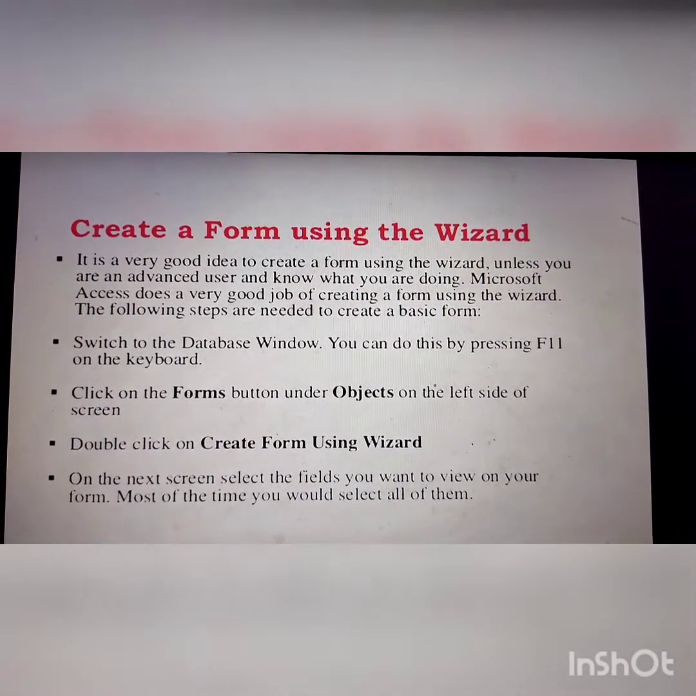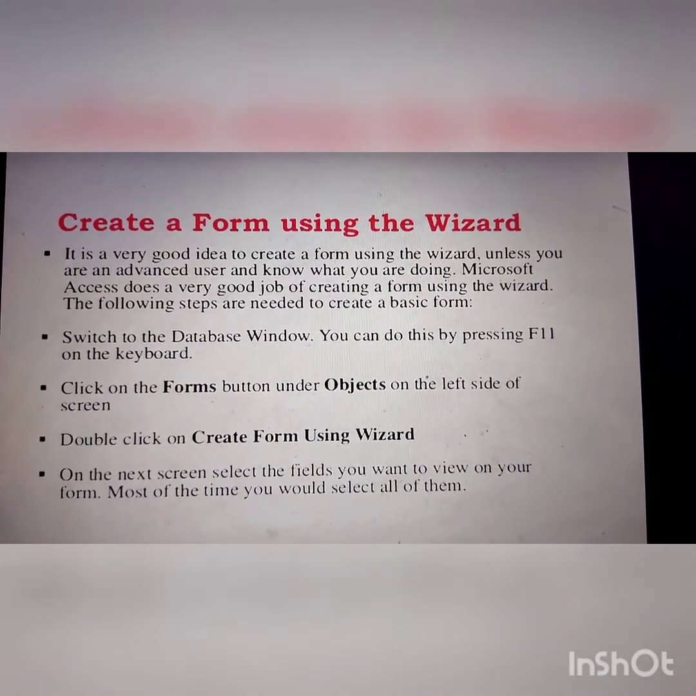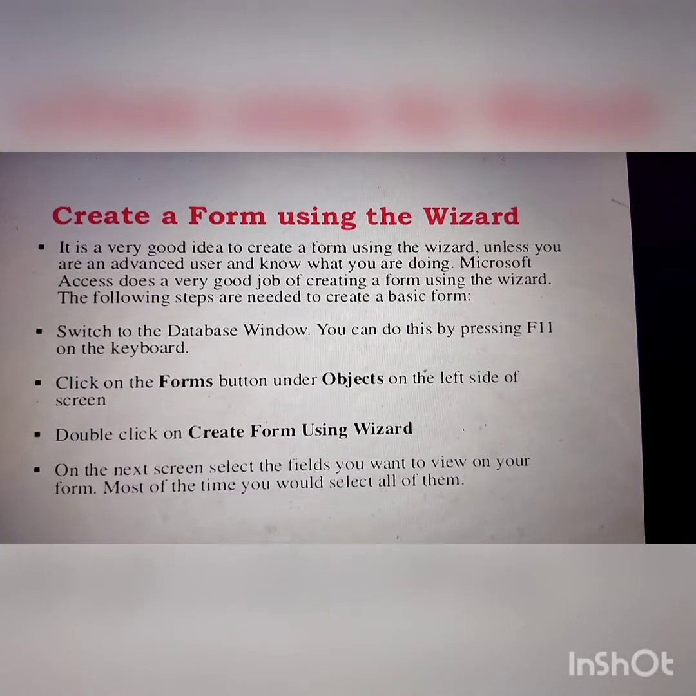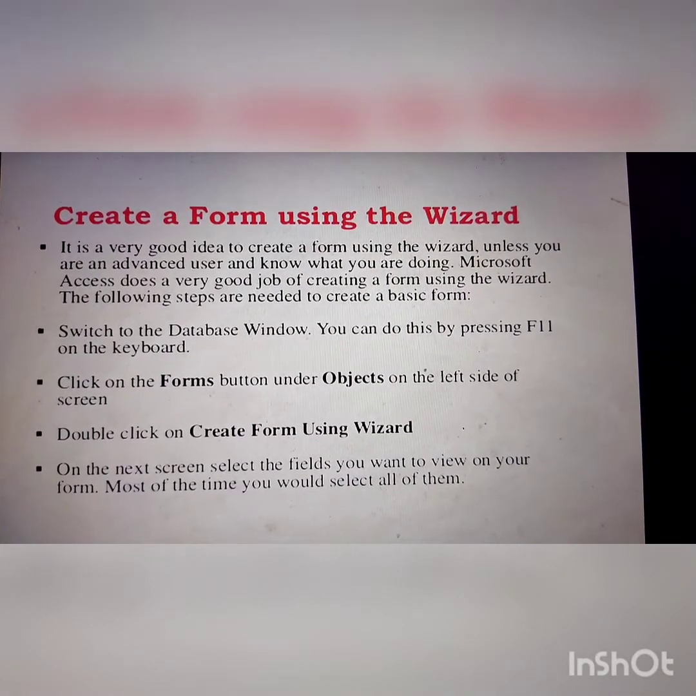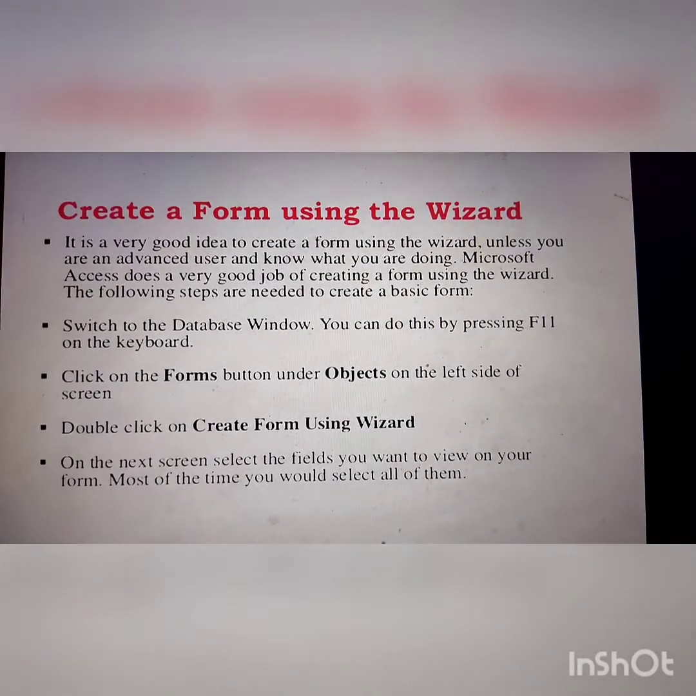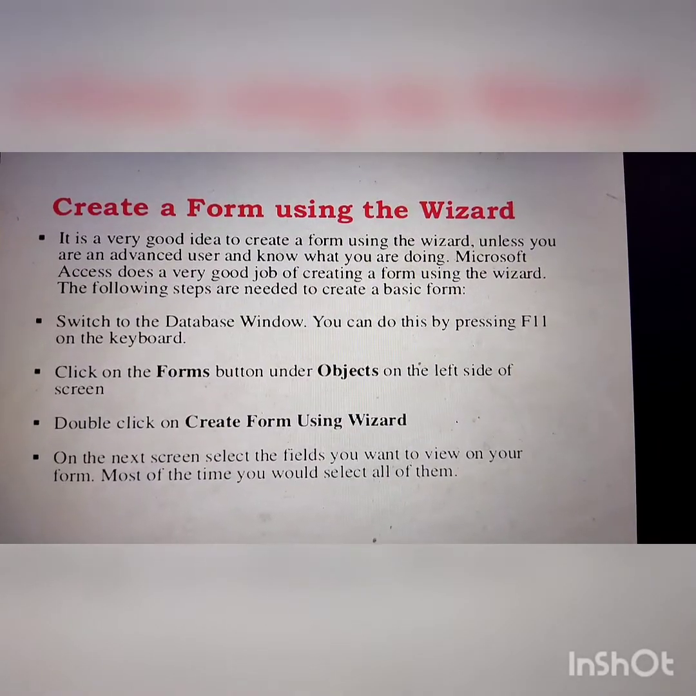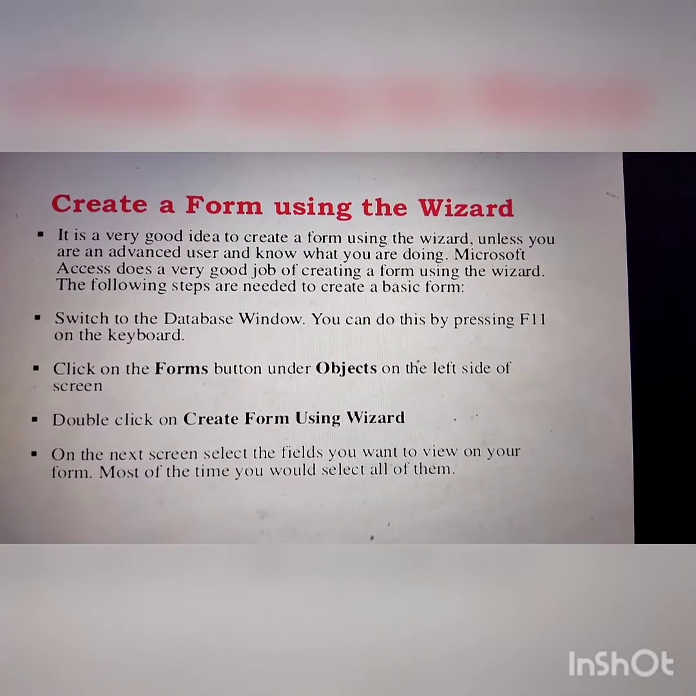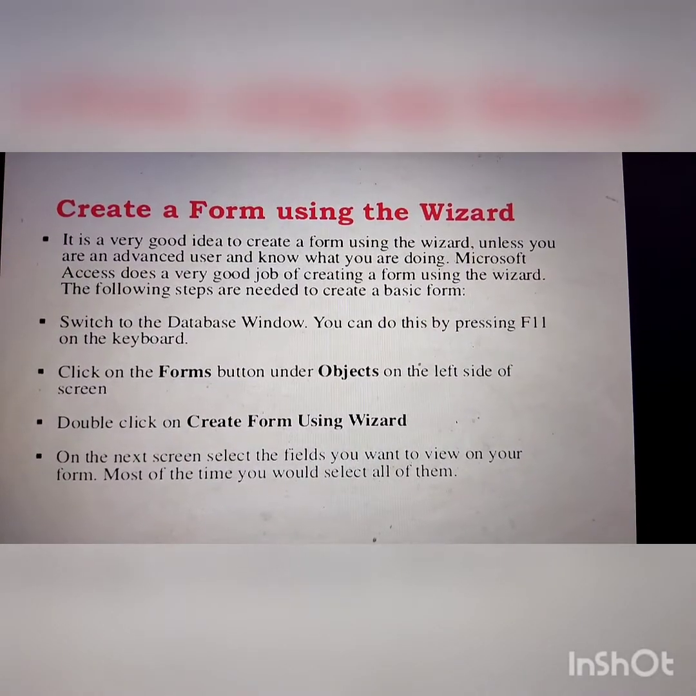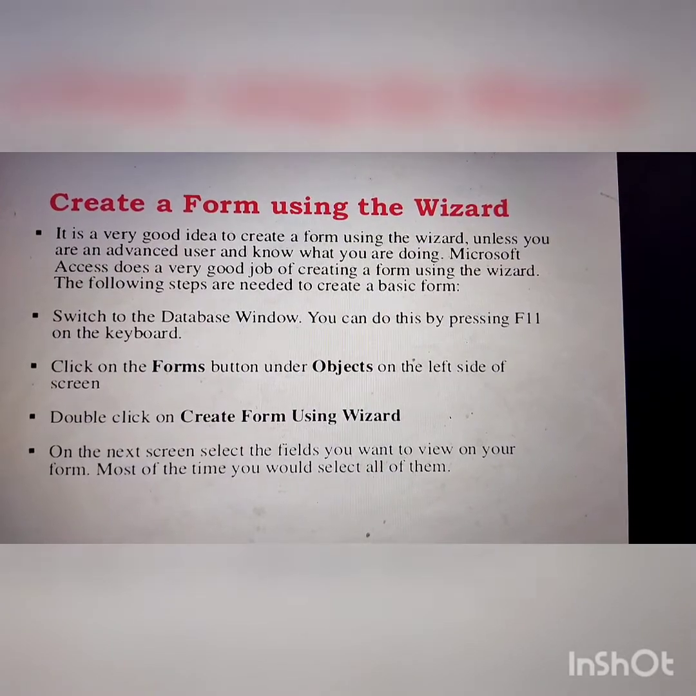It is a good idea to create a form using the wizard unless you are an advanced user and know what you are doing. Microsoft Access does a very good job creating a form using the wizard. The following steps are needed to create a basic form. First of all, switch to the database window. You can do this by pressing F11 on the keyboard, then click on the forms button under objects on the left side of the screen. Double click on create form using wizard.